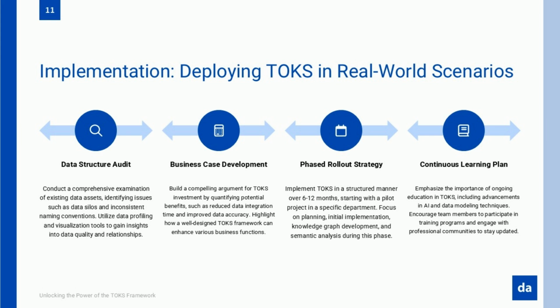Continuous monitoring and optimization are essential for maintaining the effectiveness of a TOKS system. Regular audits should be conducted to ensure that taxonomies and ontologies remain relevant and accurate as business needs evolve. Performance metrics should be tracked to identify areas for improvement, such as query response times or data retrieval accuracy. User feedback should be actively solicited and incorporated into system updates.